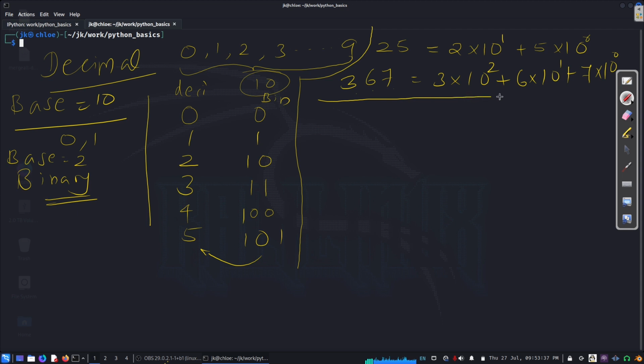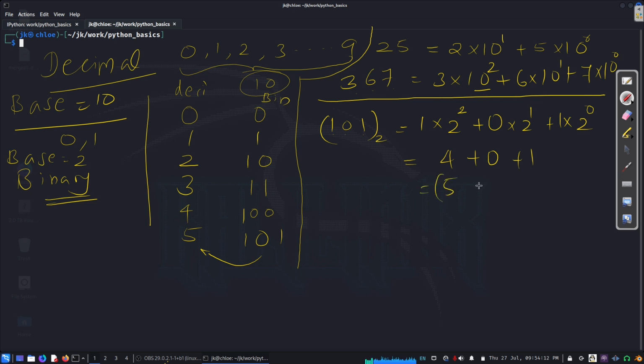Similarly, I can use that here, but in the decimal system the base is 10. In this case the base is 2, so we consider powers of 2: 0, 1, 2. So I take 1 into 2 to the power of 2, plus 0 into 2 to the power of 1, plus 1 into 2 to the power of 0. That is basically 4 plus 0 plus 1, which is 5 in my decimal system. So that's what we have here.